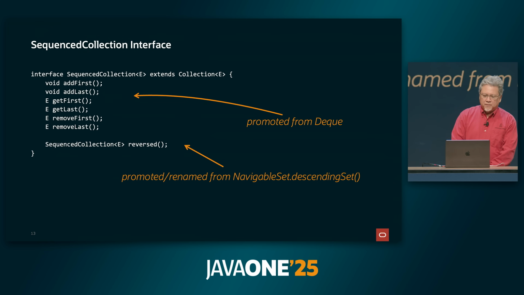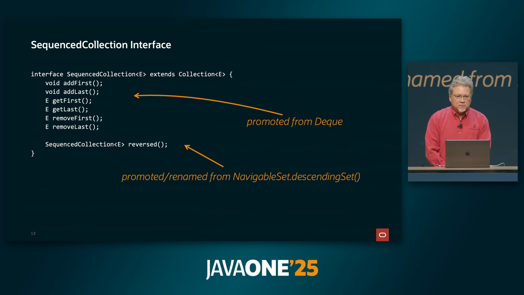Okay, so let's dive into the details in the actual interfaces. The SequencedCollection interface adds this family of operations that allow you to do things at either end of the collection. We have addFirst, addLast, getFirst, getLast, removeFirst and removeLast. These are promoted from the Deque interface, which actually already had these. And fundamentally, there's no reason that these couldn't be on any list. I mean, a list allows you to do completely random access on the elements, and so they just aren't there.